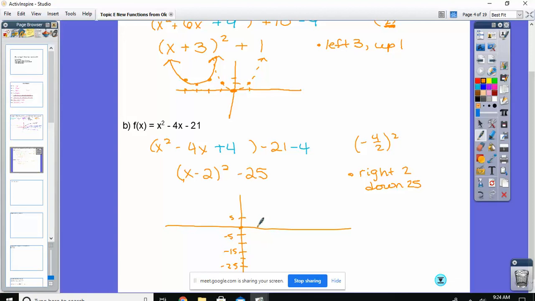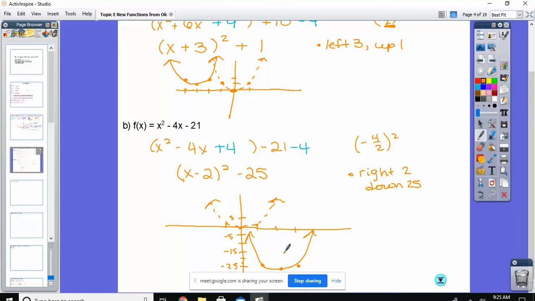So your original would look something like this for your parent, and you take 3 exact points. And then you can move them all over and down. Is that one okay?